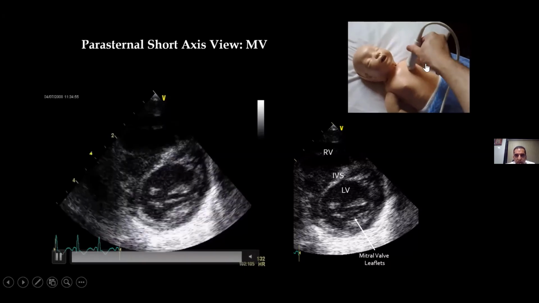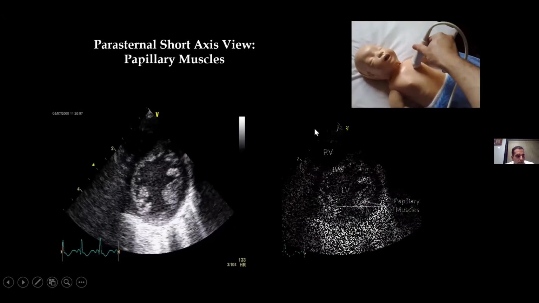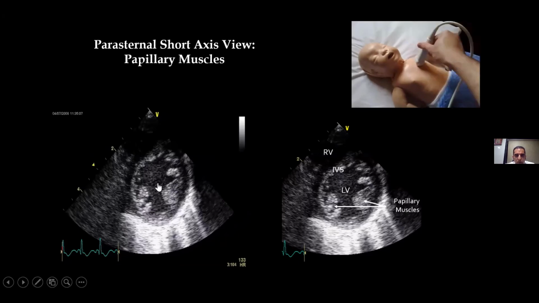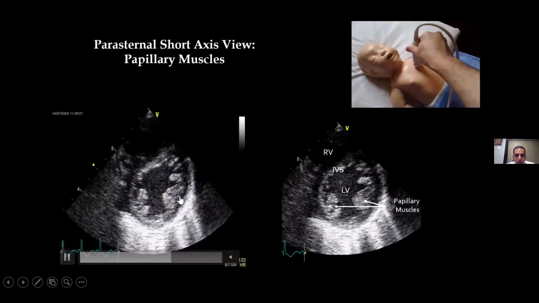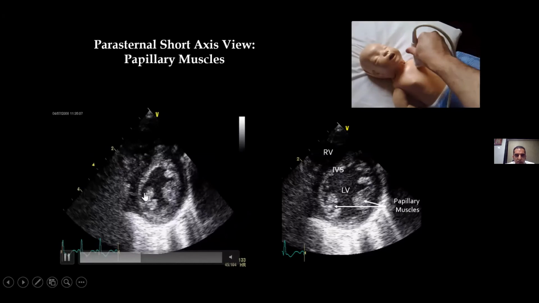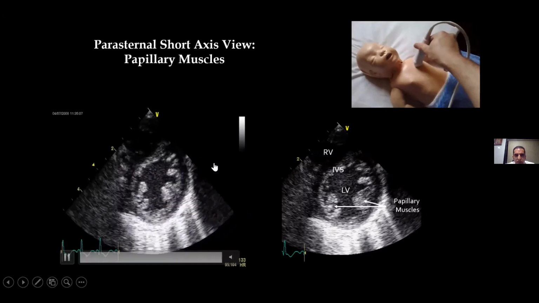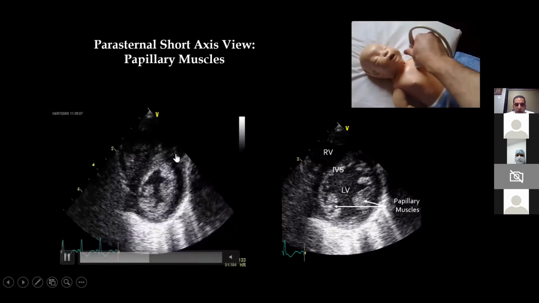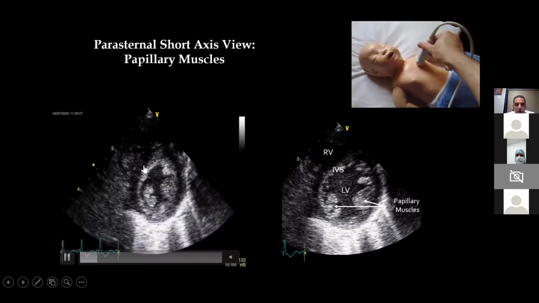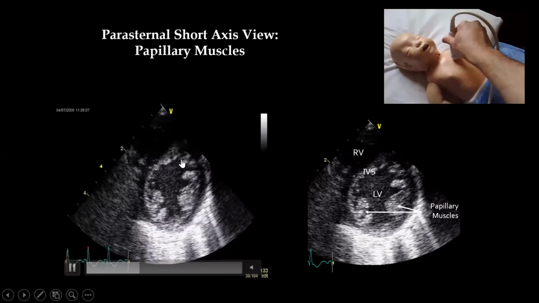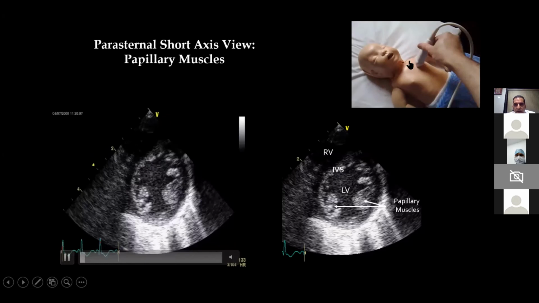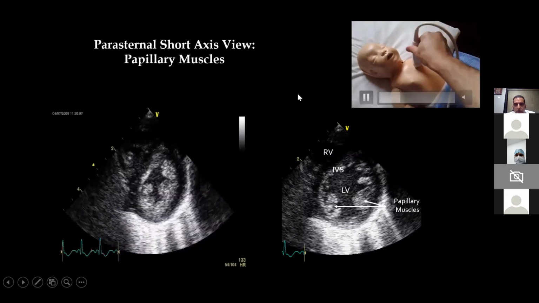And next, when you sweep down, you will see the papillary muscle view after the mitral valve view. Again, this is the left ventricular cavity. These are the papillary muscles. This is the view in which you have to see the positioning of the interventricular septum, especially in PPHN patients. And you can continuously see my hand sweeping down towards the apex.